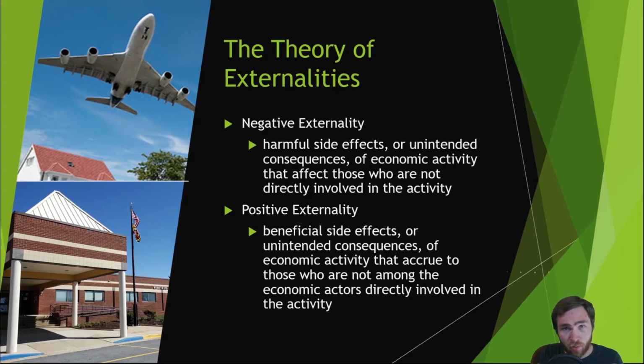So let's start with the theory of externalities. You should be familiar with these two concepts already. A negative externality is a harmful side effect or unintended consequence of economic activity that affects someone not directly involved in that activity. And similarly, a positive externality is a benefit that's accruing to someone outside of an economic activity. Here, the two examples I've got are the noise pollution caused by air travel, as well as certain social benefits that come along with public education.